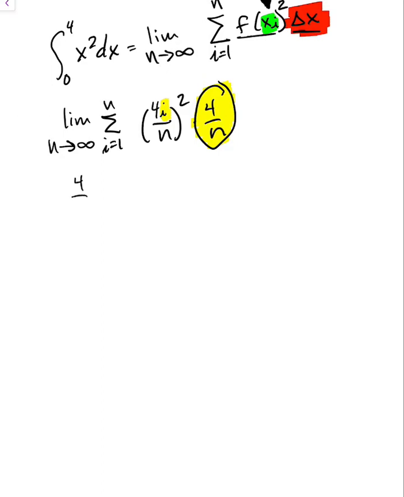So I'm going to have 4 over n, right? I've moved it off to the side as a coefficient. So my new limit as n approaches infinity is 4 over n, and then my sigma i equals 1 to n, and I'm left with, and I'm going to go ahead and distribute my square into all of my terms here, so I can have it clean. So that's going to be 4 squared, which I already know is 16, i squared over n squared.